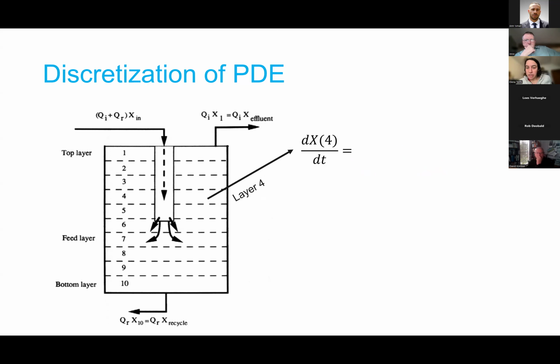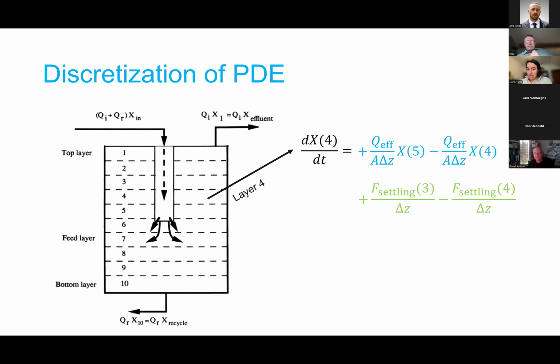We can do this as well for another layer, for layer 4. Here we do not have any feed flow coming in because the feed flow only comes into one single layer, but we would also have convective flow and settling. In this case, we would have convective flow from water that is coming in from layer 5 and is flowing up. We have convective flow of water that is leaving layer 4 and taking some solids with them. And then we have settling coming in from the top layer, from layer 3 into layer 4, and solids leaving layer 4 through settling towards layer 5.